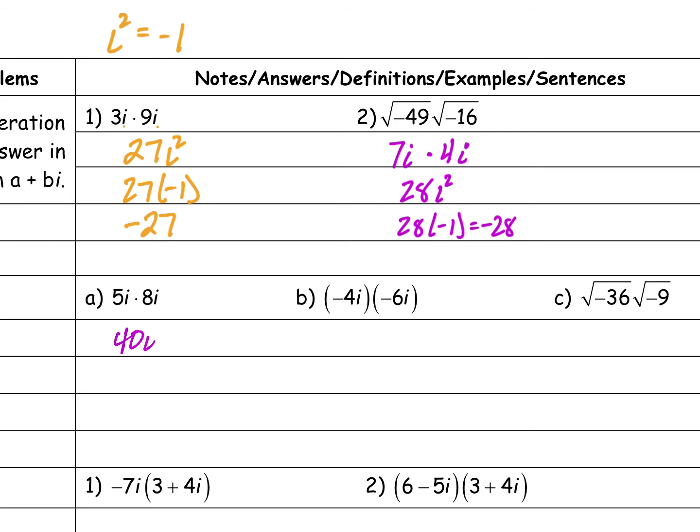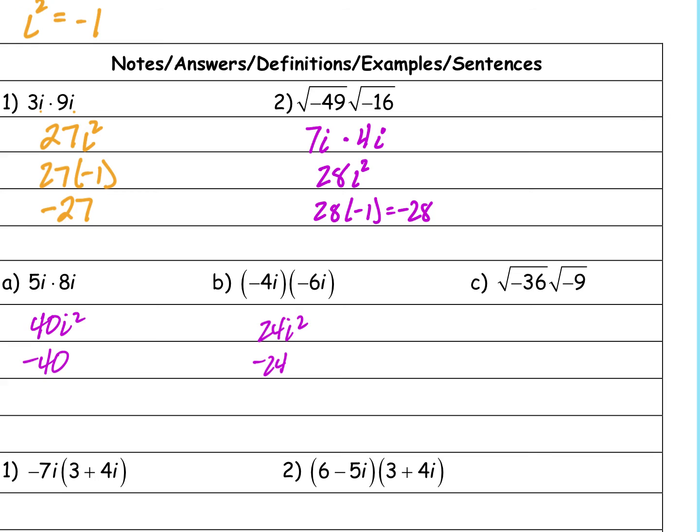So 40i squared, or negative 40. 24i squared, or negative 24. And then the last one, let's see, this is 6i times 3i, which is 18i squared, or negative 18.